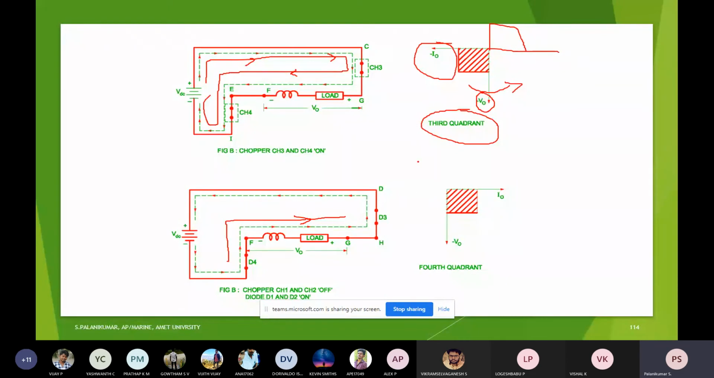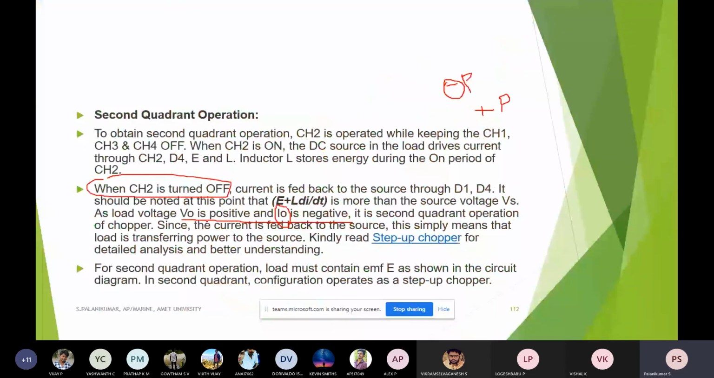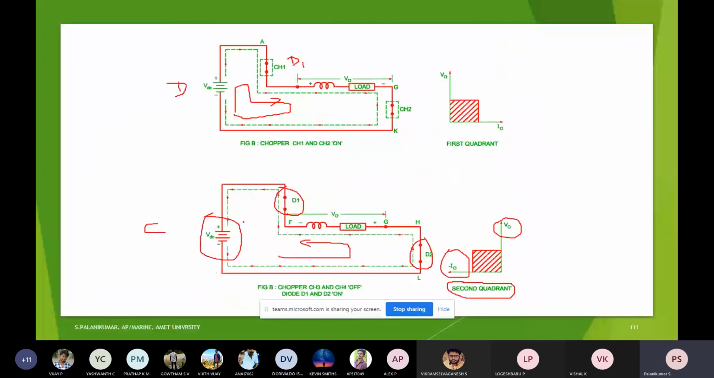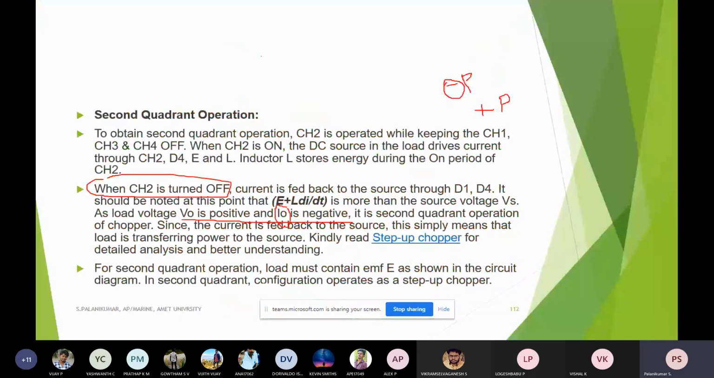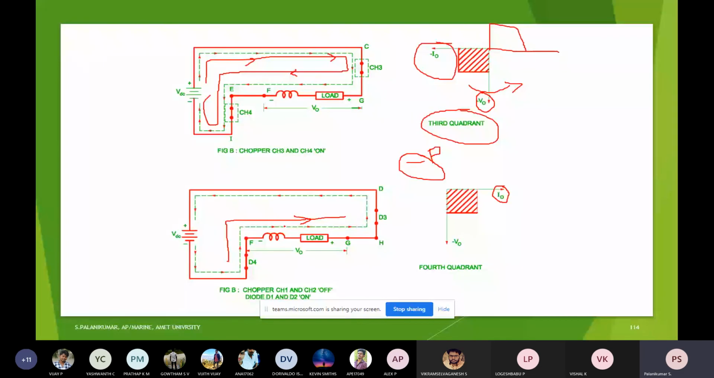Now as a result, minus P will come because my voltage is negative and current is positive. Minus P means the power flow direction is changed. Power flow direction is from the load to source. If you see the charging status of the battery, in both the cases current is entering. So here it is similar, charging, and here it is discharging.